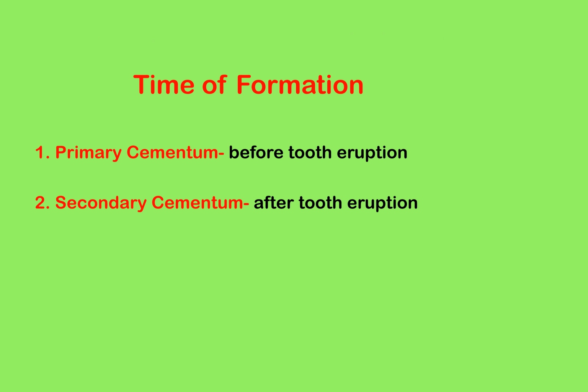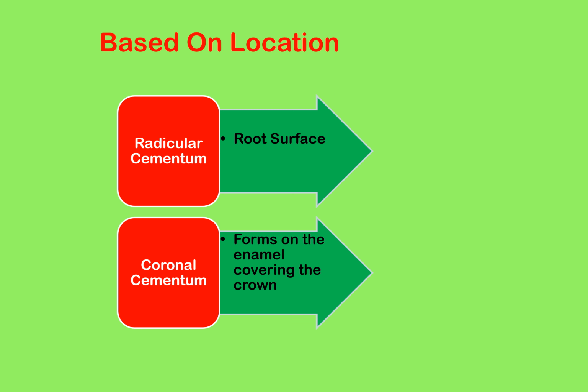Based on the time of formation, we have primary cementum, which is formed before tooth eruption, and secondary cementum, which is formed after tooth eruption. Based on location, we have radicular cementum, which is found on the root surface. Then we have the coronal cementum, which is formed on the enamel covering the crown.